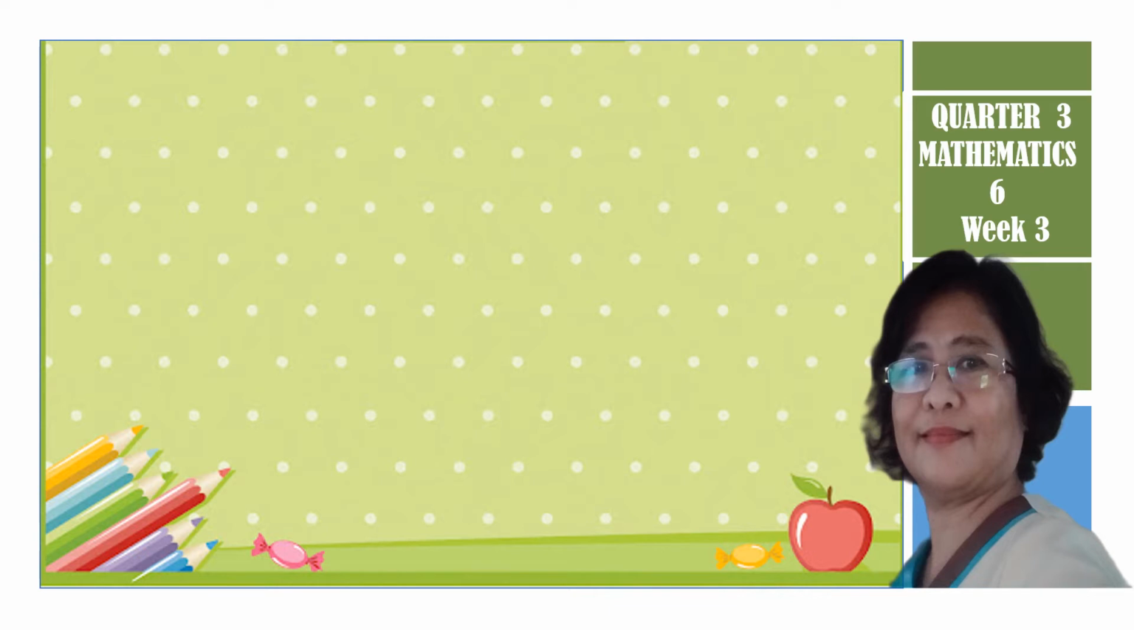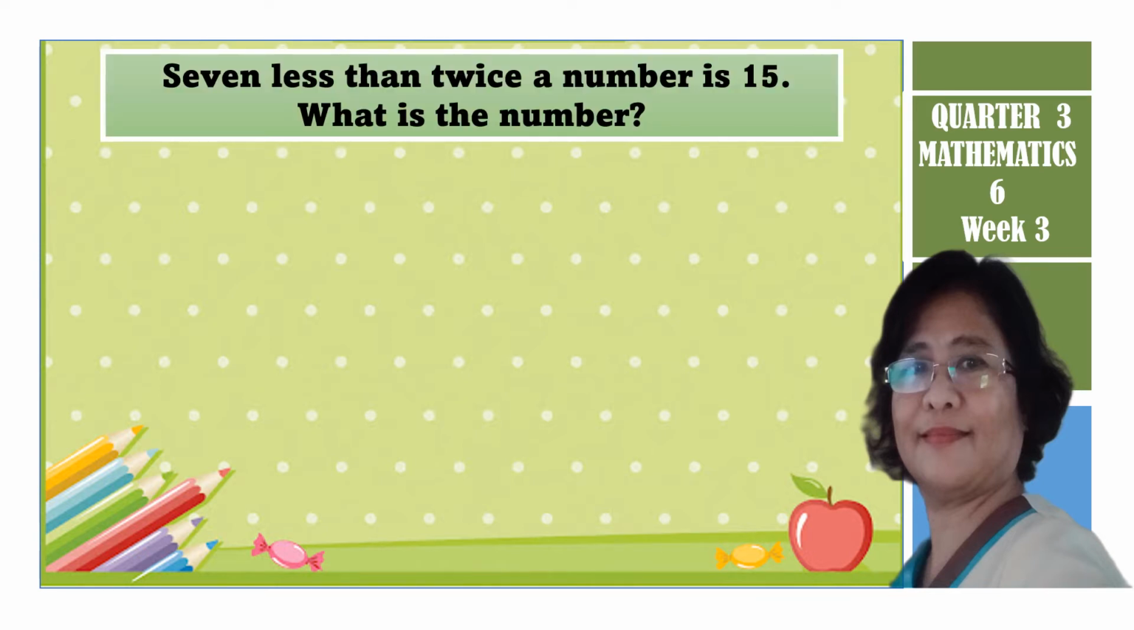The next problem is a two-step solution. The problem is 7 less than twice the number is 15. What is the number? The reason why it is a two-step solution is that we have two operations used here, the less than and twice a number. Twice a number is represented by 2y. Less than 7 is minus 7.